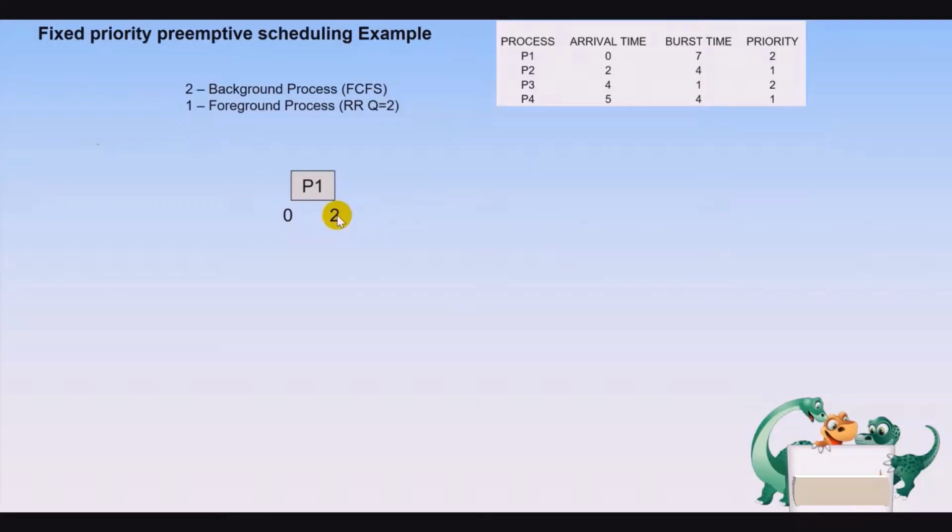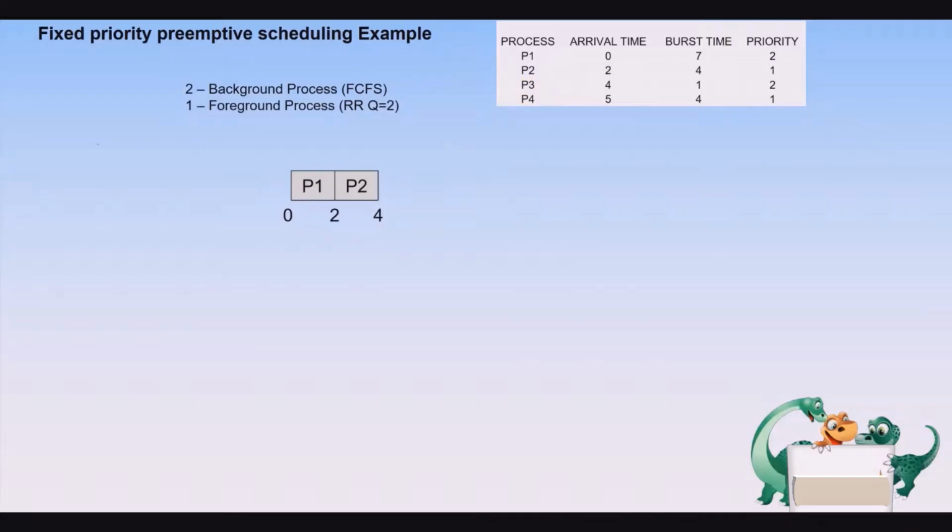After 2 milliseconds, process 2 will be executed. Take note that this is the first priority, and since it is, the requirement says that we have to use round robin with a quantum of 2. So process 2 will be given 2 milliseconds to execute, and that will end at 4 milliseconds. At 4 milliseconds, process 3 is already on the ready queue.